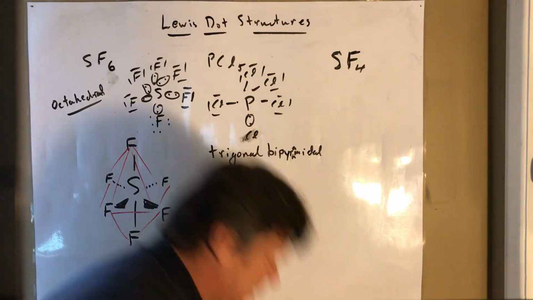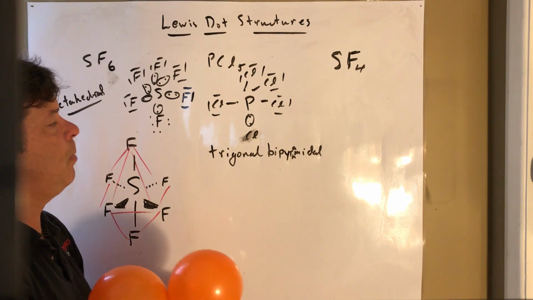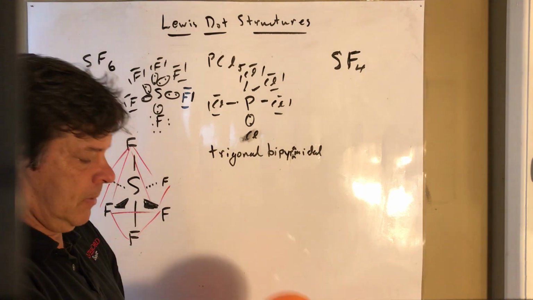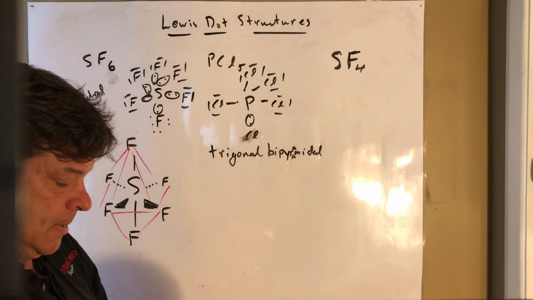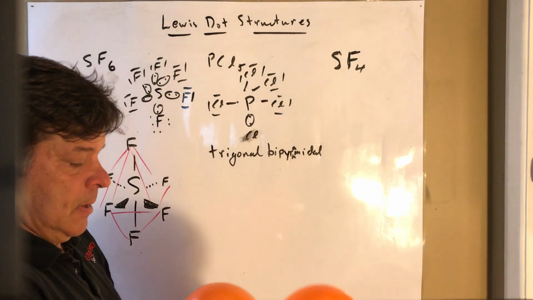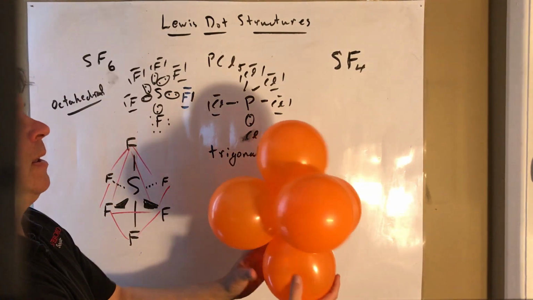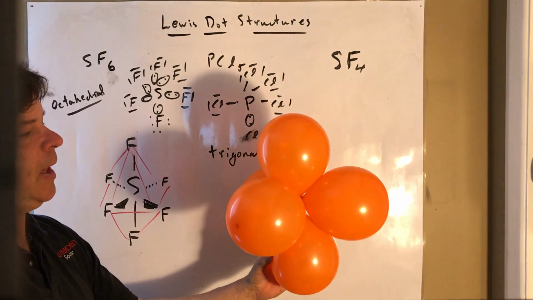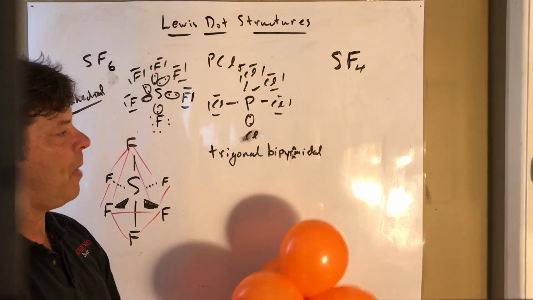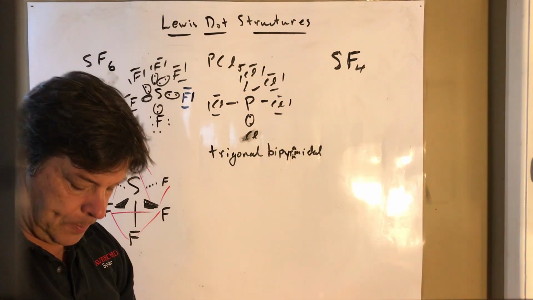Let's put these balloons together. The trigonal bipyramidal. So we have 5 balloons, 5 chlorines around that central atom, phosphorus. So now we have a shape. What do you think? So there's now 3 balloons in this plane, okay? Trigonal bipyramidal. So let's see if we can draw that.